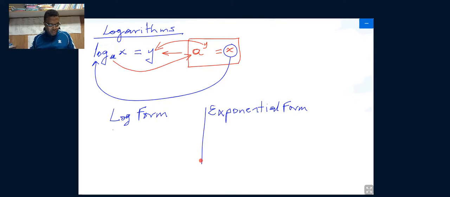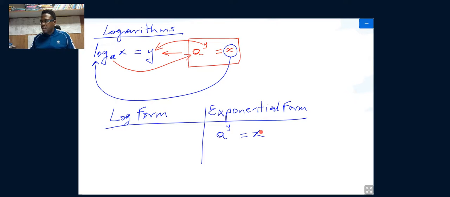What is the difference? It is exactly what I just explained. Here we have a to the power y equals x. On the log form, we are doing a log of x. So log x with a base a is equal to y.